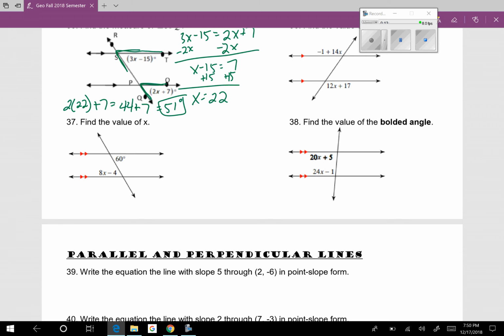Okay, number 37. Find the value of x. Okay, this 60 and this 8x minus 4, they're alternate interior angles, so they are congruent to each other. So you have 8x minus 4 is equal to 60. You add 4 to both sides. 8x equals 64. Divide by 8 on both sides. You get x is 8. And that's all we need, it's just x.